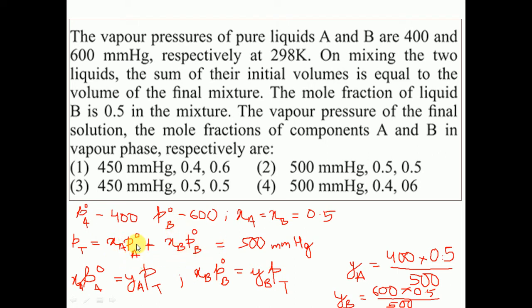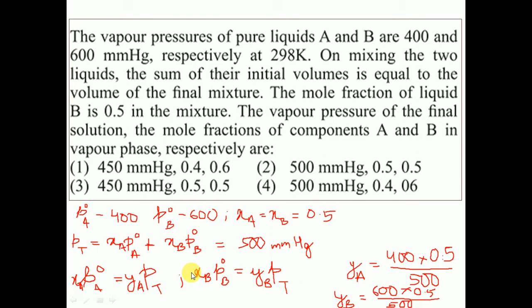So the partial pressure of A will be directly proportional to the mole fraction. So we can write here the mole fraction of A multiplied by the vapor pressure of the pure liquid, plus the mole fraction of B multiplied by its vapor pressure of pure liquid, right? So we will get 500 mmHg by substituting all these values. Now we know that these are volatile liquids, right? So as these are volatile liquids, they will be present in the vapor phase also. They will get evaporated easily from the surface and they will be present in the vapor phase.